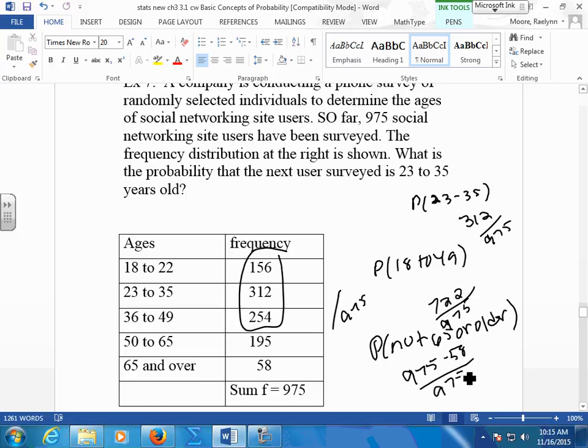Rather than add them all up, and in this case we didn't have to go too far because Jared already added up these. We could have just added one more to it, or we could use the complement case. Wait, where did the 58? 975 minus 58 over 975. Is it 52 in the book? No, you're right. Okay. So we can use your complement case as well to do that.